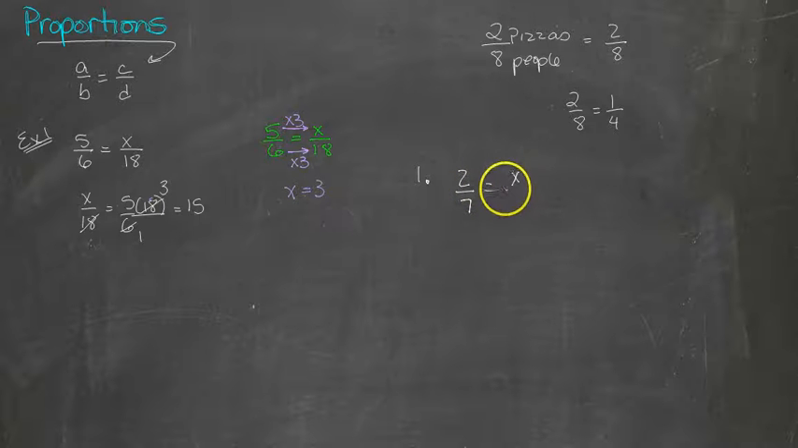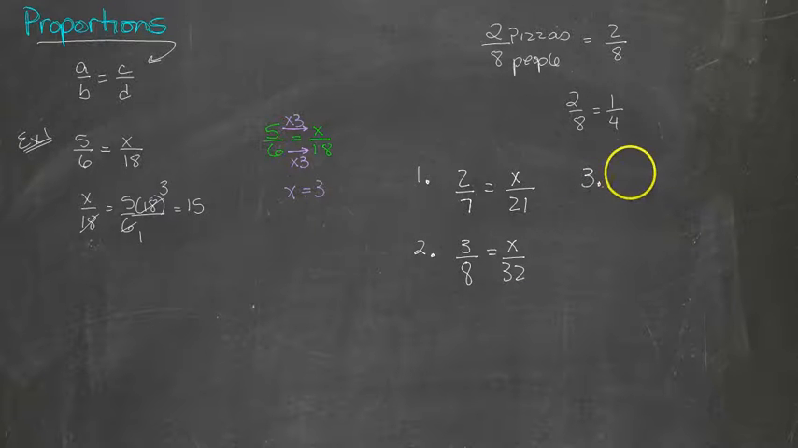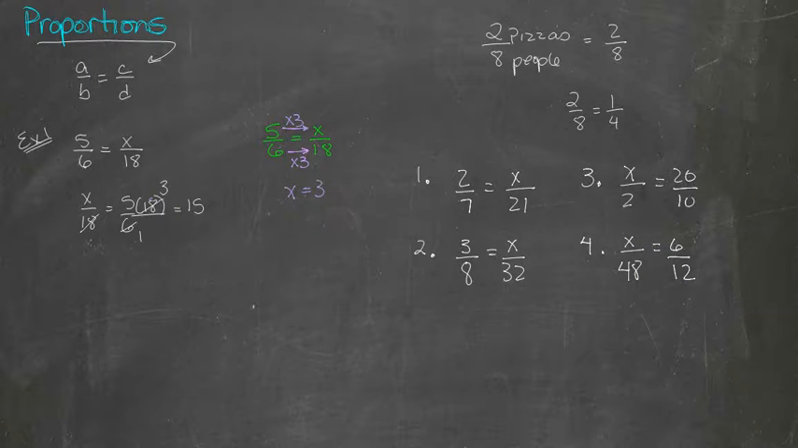2/7 equals x over 21, and I don't really care which method you use, the one in your head where you can just look at it and figure out what x is, or the one where you solve it. Both are good for me at this stage of the game. So 3/8 equals x over 32. Number 3 would be x over 2 equals 20 over 10. And 4 is x over 48 equals 6 over 12.